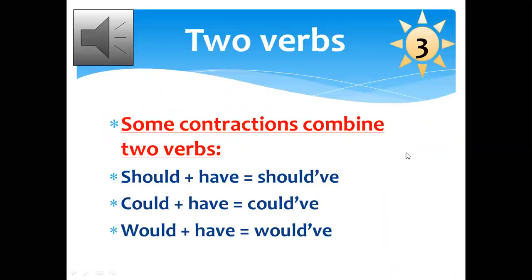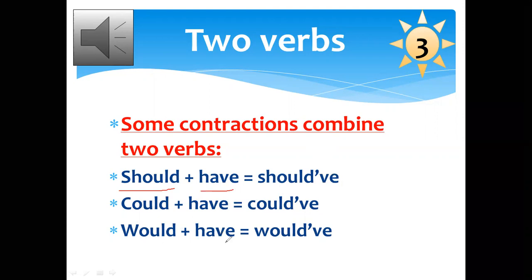Now let's go to the third case of contraction. It's about two verbs together. Some contractions combine two verbs. Like what? Should have, could have. They are two verbs. Should is a verb. Have is a verb. Should have, could have, would have.